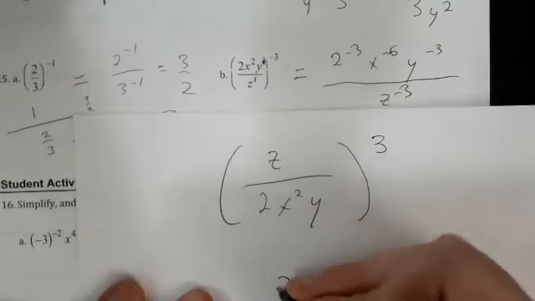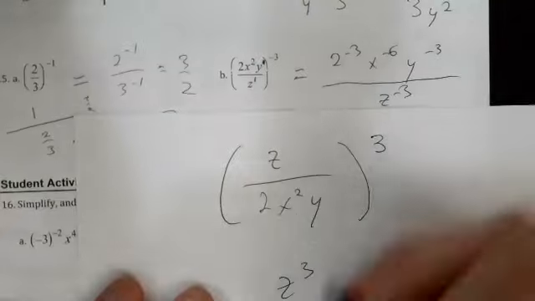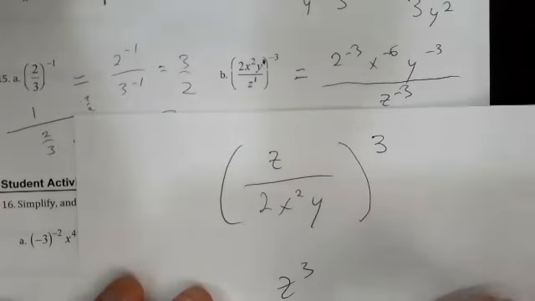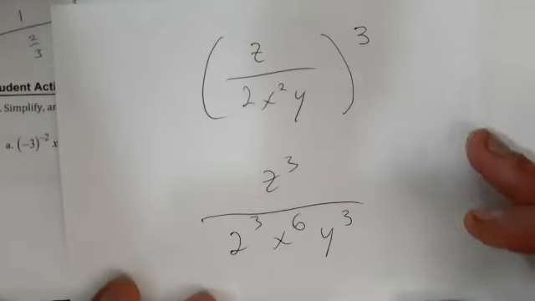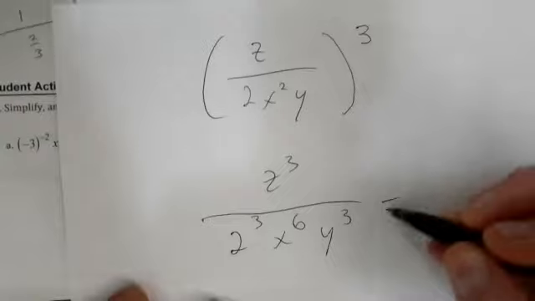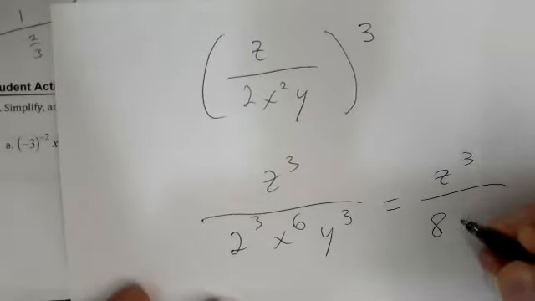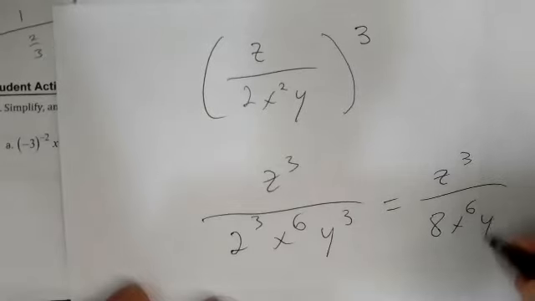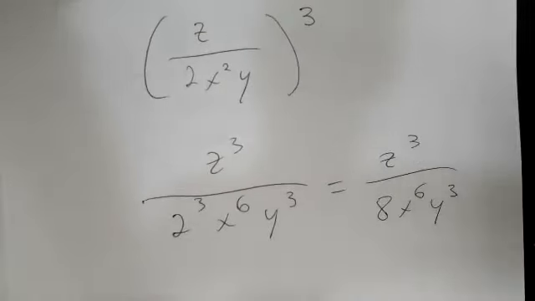So this is z to the third over 2 to the third, x to the 2 times 3 is going to give me 6, y to the 1 times 3 is going to give me 3. And I believe this 2 I can clean up a little bit with z to the third. 2 to the third is just 8, x to the 6, and y to the third. So you might want to clean this up a little bit more.